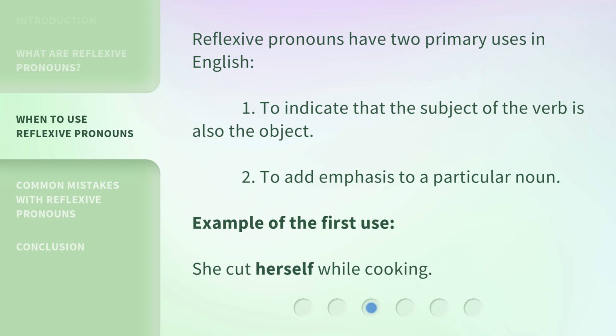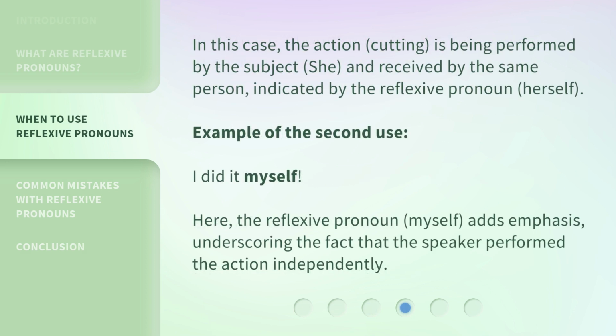Example of the first use: she cut herself while cooking. In this case, the action, cutting, is being performed by the subject, she, and received by the same person, indicated by the reflexive pronoun, herself.